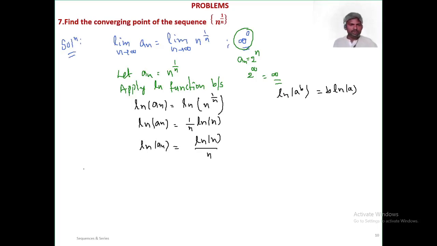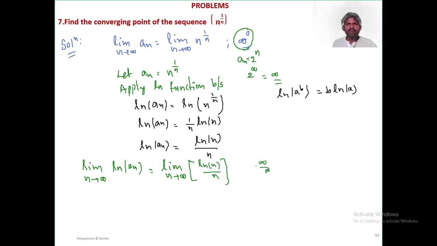Okay, so limit n tends to infinity of ln a n is equal to limit n tends to infinity of ln n upon n. Again you apply the limit, and you will get the infinity by infinity form. If you are getting infinity by infinity form, what to do in general? In general, either I can proceed with L'Hospital rule, or apply the natural logarithm function, but we have already applied the natural logarithm function. So then go to the L'Hospital rule, whether it works out or not.